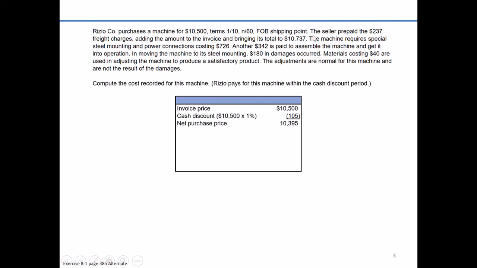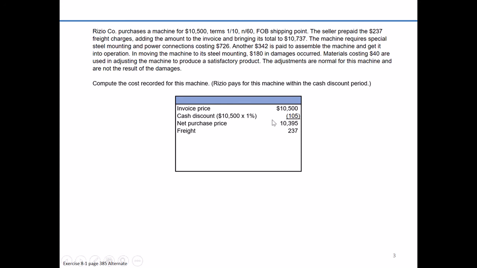So let's read through our additional scenario. The seller prepaid the $237 in freight charges, but added the amount to the invoice and brought it up to a total of $10,737. Keep in mind, this particular shipment was originally sent FOB shipping point. FOB shipping point means the buyer should have been obligated to pay the freight. For whatever reason, the seller went ahead and paid it on Rizzio Company's behalf, but Rizzio Company is still obligated to pay them back. So we're going to include the additional freight charges as part of the cost of that machine. $237 we're going to add on to the net purchase price. Freight's just part of getting that item to its location and ready to use.